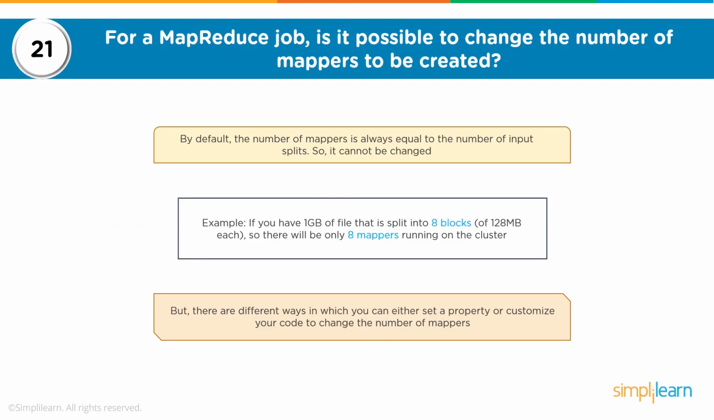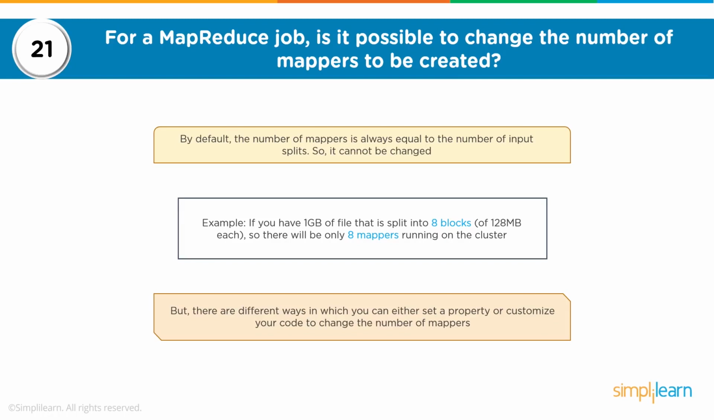Now, by default, you cannot change the number of map tasks because the number of map tasks depends on the input splits. However, there are different ways in which you can either set a property to have more map tasks, or you can customize your code or make it use a different format which can then control the number of map tasks.